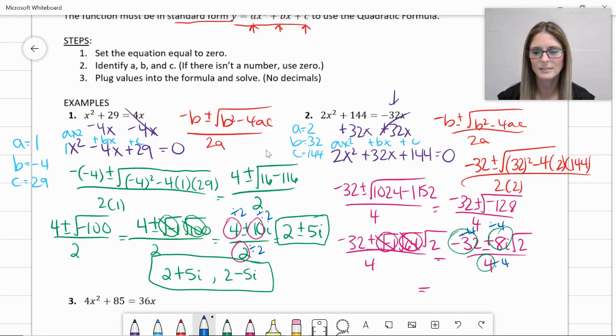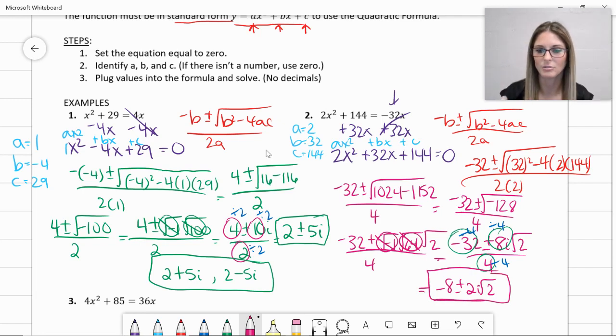They're not always this divisible by the denominator, so just make sure you check for a common factor. So we'll have negative 8 plus or minus 2i radical 2 over 1. I don't need over 1. Negative 8 plus or minus 2i radical 2.